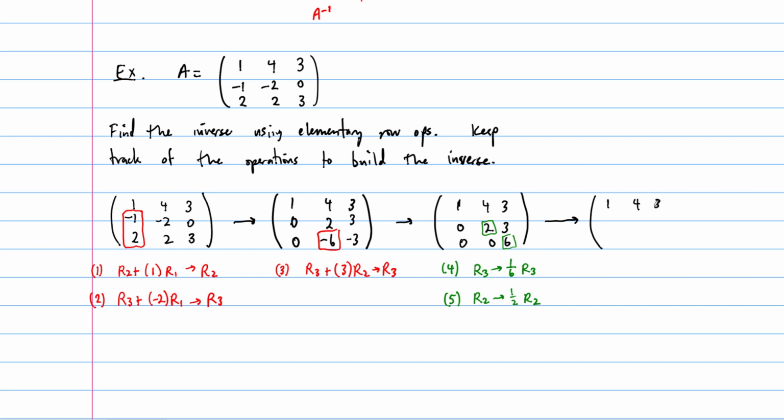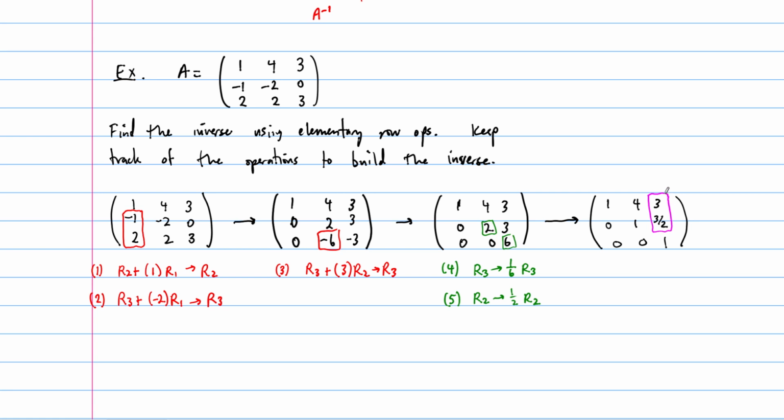So again, my first row stays the same. Second row, I divide by 2, essentially. So 1, 0, 1, and then 3/2. And then this one's going to be 0, 0, 1. All right, and now I can go up and take care of these two.